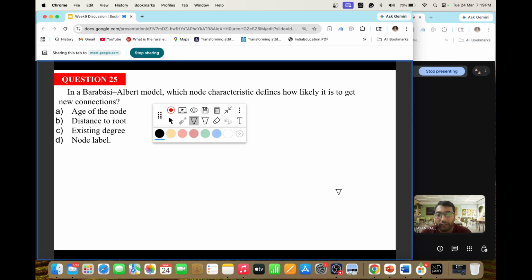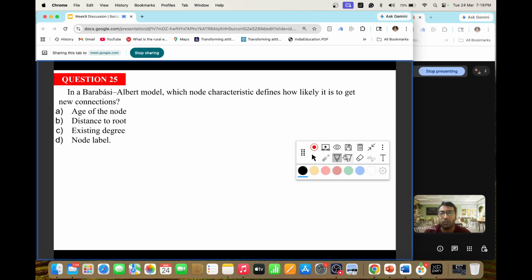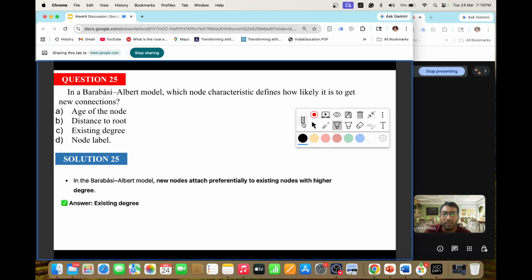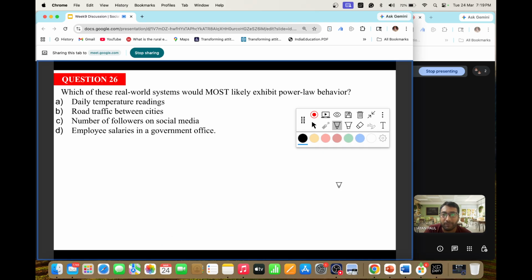Move to question number 25. In a BA model, which node's characteristic define how likely it is to get new connection? Age of node, distance to root, existing degree, or option D, node level. So it is very easy. Option C is the correct answer, that is the existing degree. So BA model, new nodes attach preferentially to existing nodes with high degree. So option C is the correct answer over here.